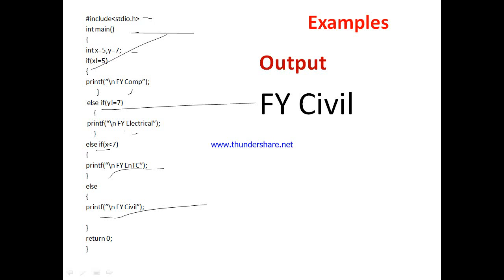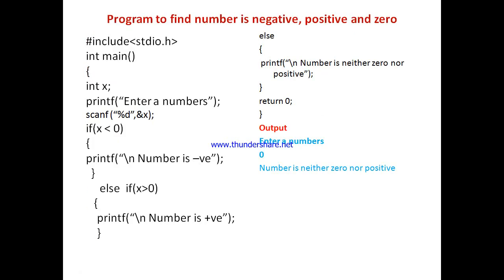Okay. Now the output of this program is printed. Now the last program: write a program to check whether a number is negative, positive or 0. Okay. Now when the number is negative, it is less than 0. When the number is positive, it is greater than 0. And when the number is 0, it is equal to 0.